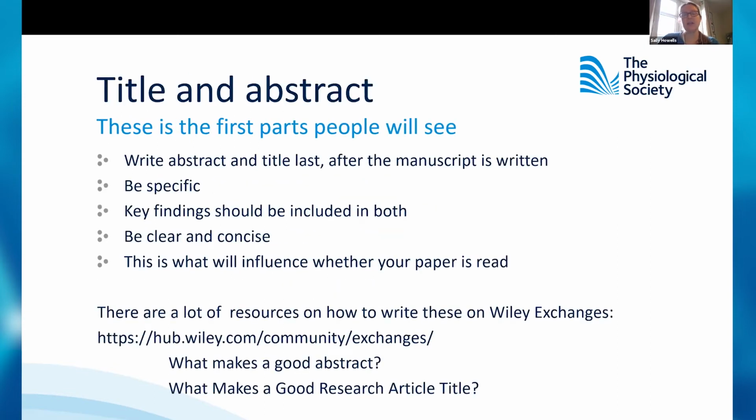And finally, the title and the abstract. This is what people see when they're looking on PubMed or when people are being invited to referee your paper. The title and the abstract are really key to get right. This is what search engines will crawl all over. It should include your key findings. It should be specific. And this will ultimately influence whether anyone wants to read your paper.